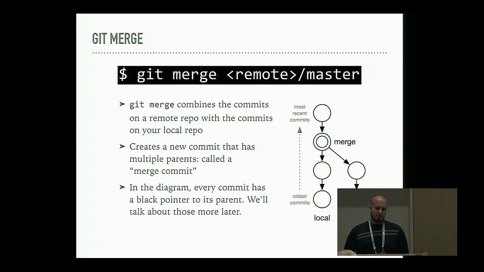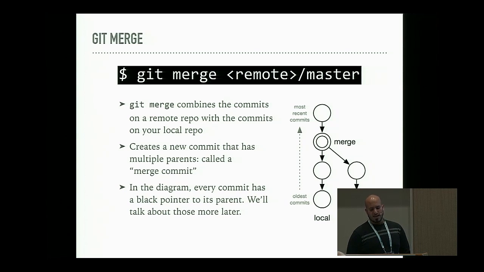Merge combines the commits on a remote repository with the commits on your local repository. Now, if there are multiple changes that need to be merged together, let's say you have made commits locally and you've made commits on GitHub, and you want to combine all those changes together, merge is actually going to create a new commit, which is called a merge commit.